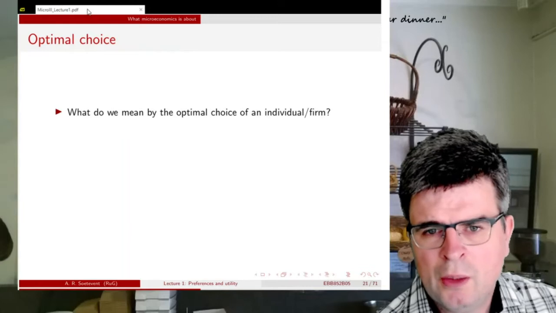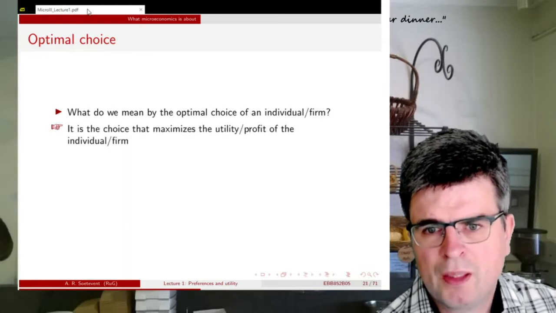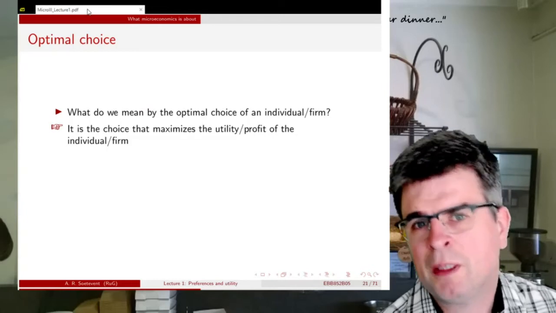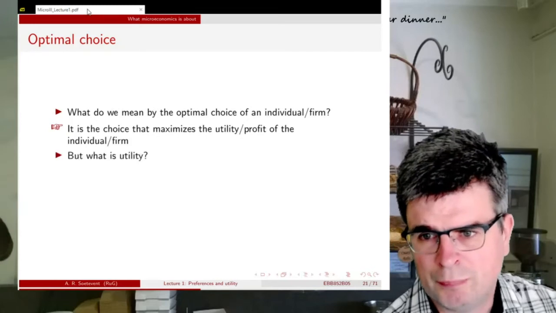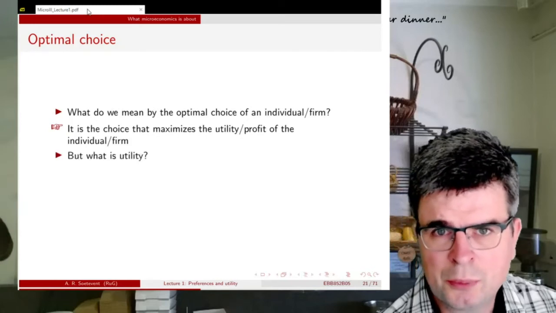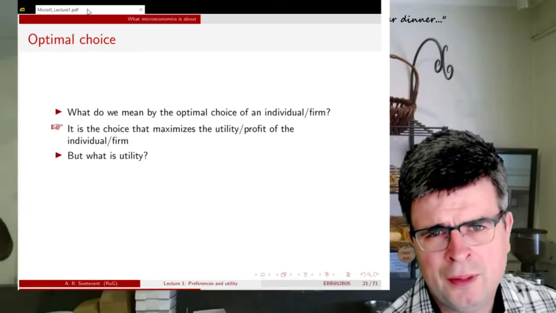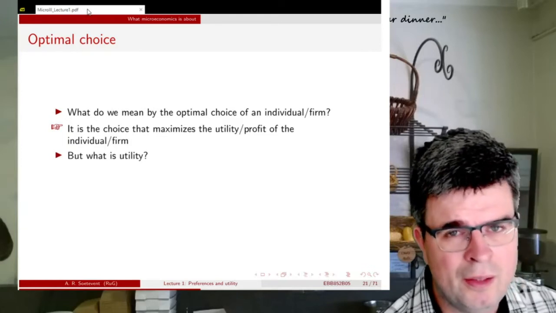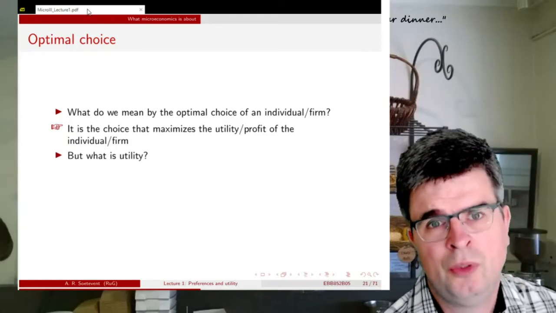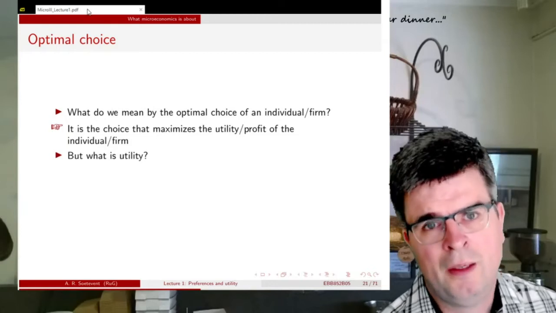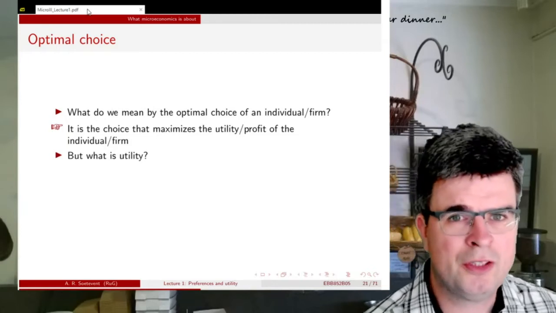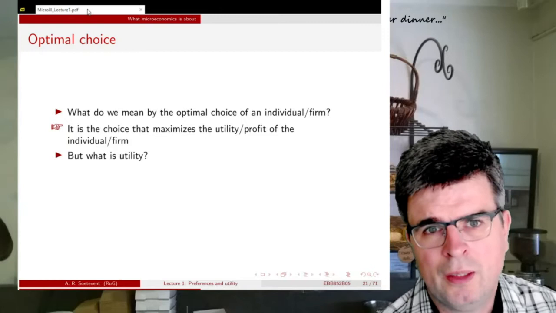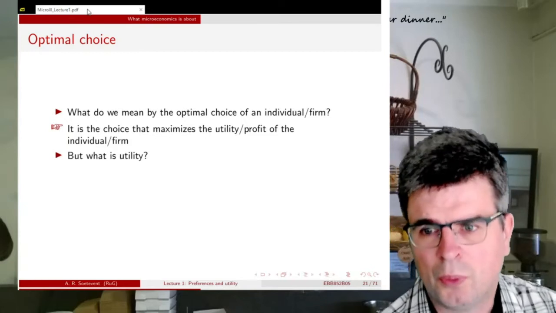And what do we mean by the optimal choice of an individual or a firm? It's the choice that maximizes the utility of a person, or in case of a firm, that maximizes the profit of a firm. And that brings us to the next question: what is the utility? The utility is a rather broad concept, and you can really incorporate a lot of motivations into the utility function. Neoclassical economics is often described as something that's very narrow in terms of the utility function, but in practice you can take the utility function rather broad.